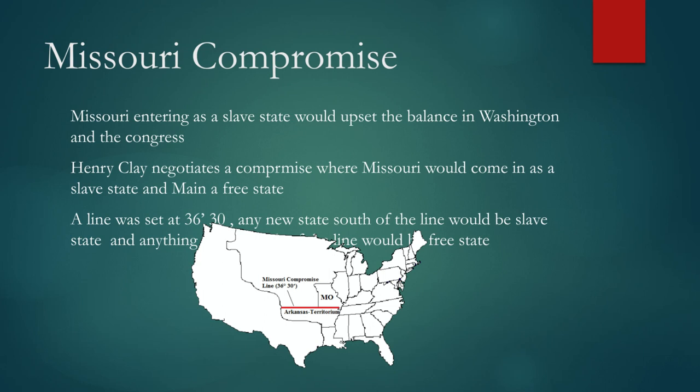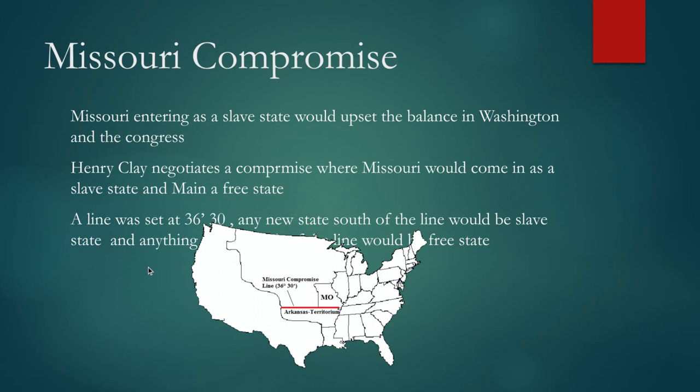The next thing up here is the Missouri Compromise, and this occurs in the 1820s. Again, the argument of slave states versus free states is going to come up when Missouri wants to enter into the U.S. Missouri wants to enter as a slave state, but they knew that it would upset the balance in Washington and in the Congress. So Henry Clay, who's often referred to as the great negotiator, is going to negotiate a compromise, which is going to be the Missouri Compromise, where Missouri would come in as a slave state and Maine, and that should be Maine with an E, as a free state.